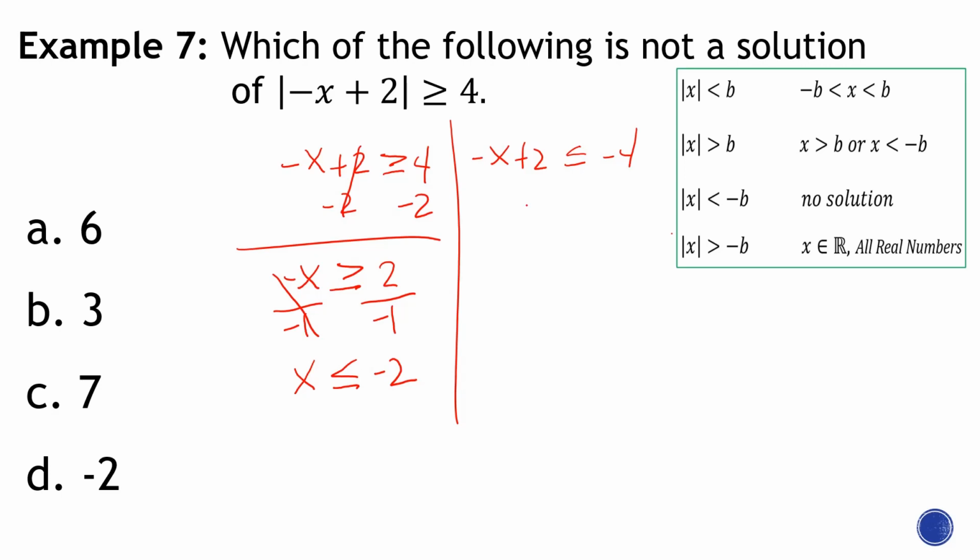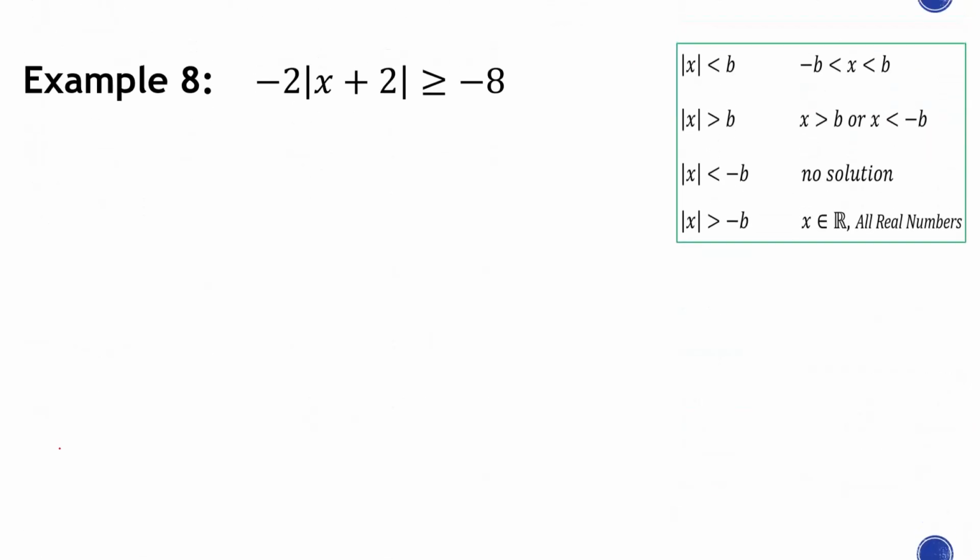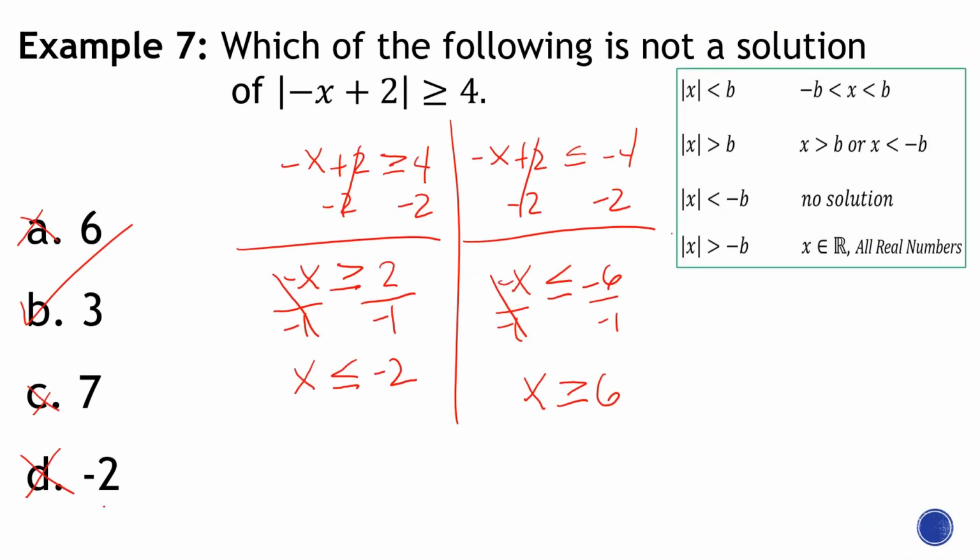Okay, so here we have minus 2, negative x is less than or equal to negative 6, divided by negative 1, x is greater than or equal to 6. Okay, which of the following is not a solution? This is a solution, so that's not an answer. B, is B less than negative 2? No. Is it greater than 6? No. So that's the answer. 7 is greater than 6, so that's a solution. Negative 2 is equal to negative 2, so it's also a solution. Okay.